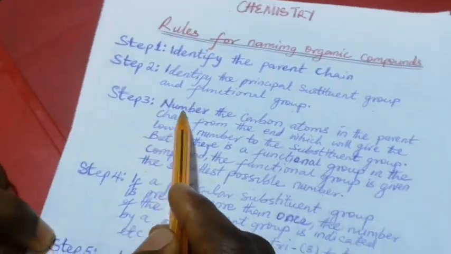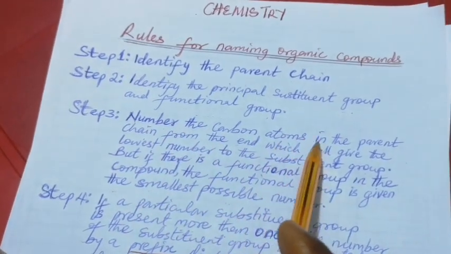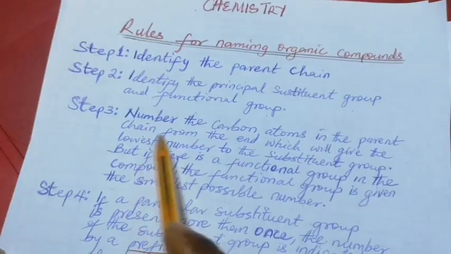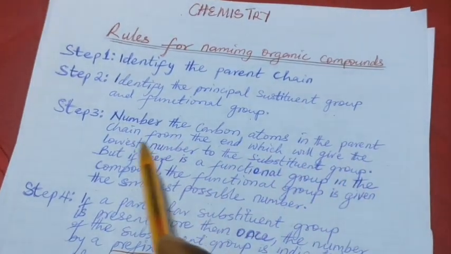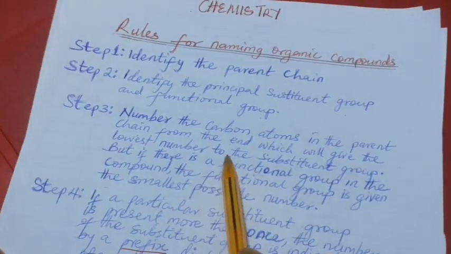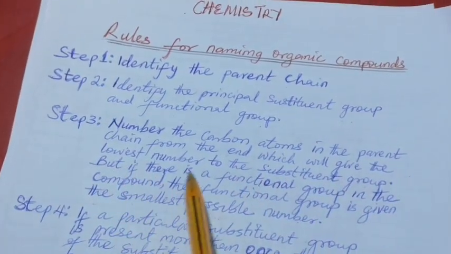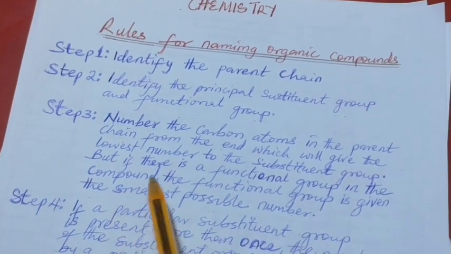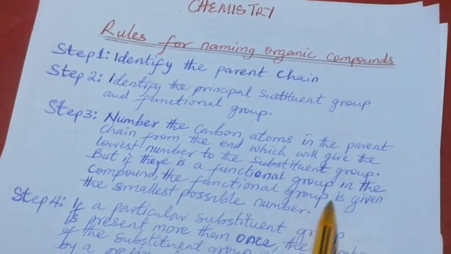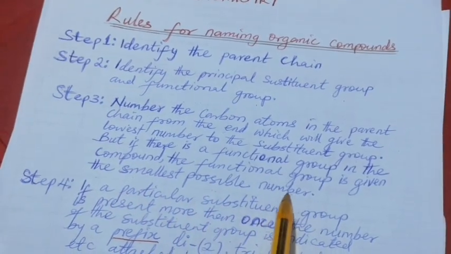Then the third one, number the carbon atoms in the parent chain from the end, which will give the lowest number to the substituent group. But if there is a functional group in the compound, the functional group is given the smallest possible number.